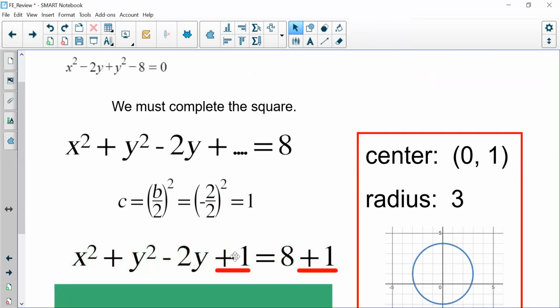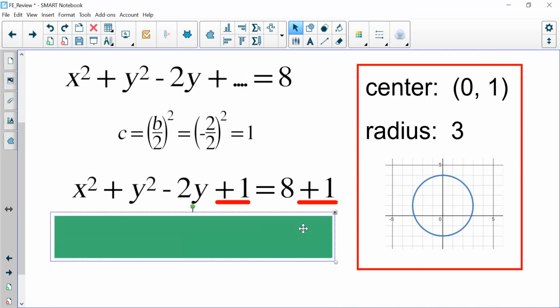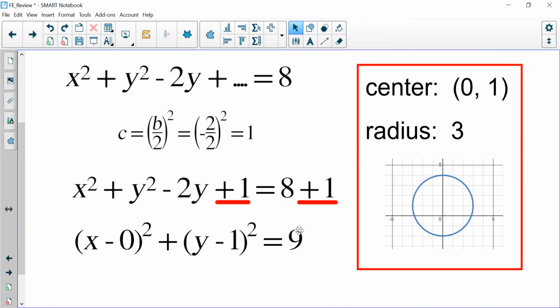So I just put a +1 right there. And I have to keep the balance, so I do a +1 on the other side. And when I do that, 8 plus 1 is 9. This trinomial is a perfect square trinomial, which factors into this. x squared is the same thing as (x - 0) squared. So now this is the graphing form of a circle. I know that I went to the right 0 and I went up 1. So the center is (0, 1). And this is the radius squared. So 3 is the radius.